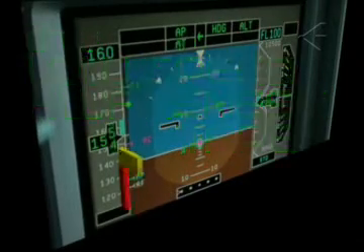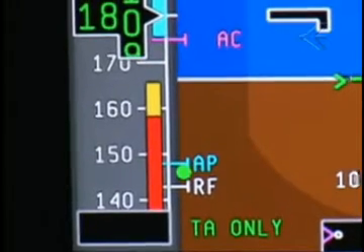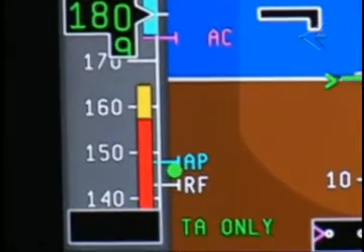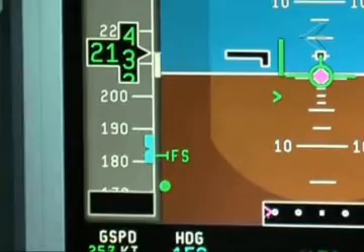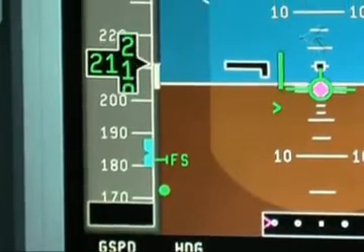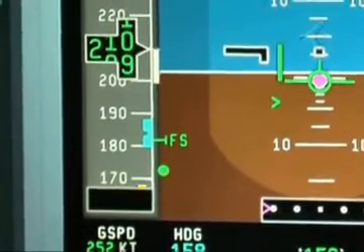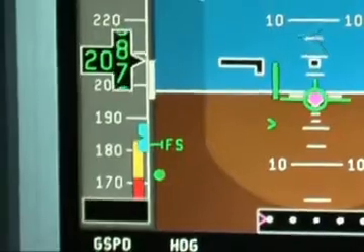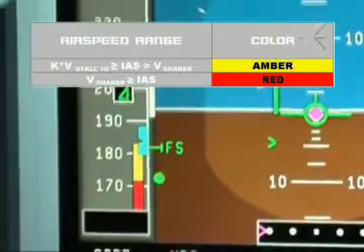The low speed awareness tape is the stall speed warning and caution ranges displayed on the PFD. The tape will rise from the bottom of the airspeed scale. Red and amber ranges are defined according to the depicted table.